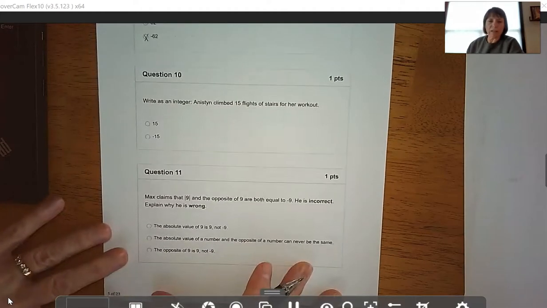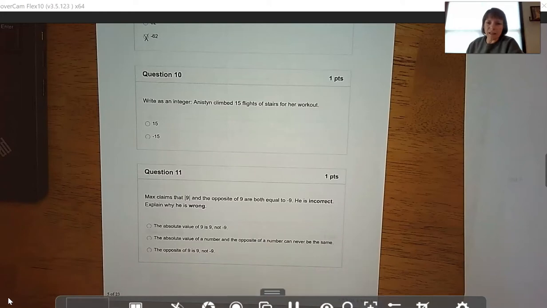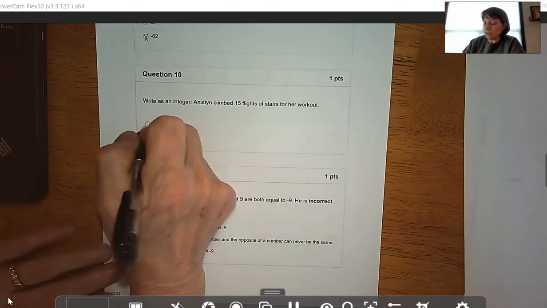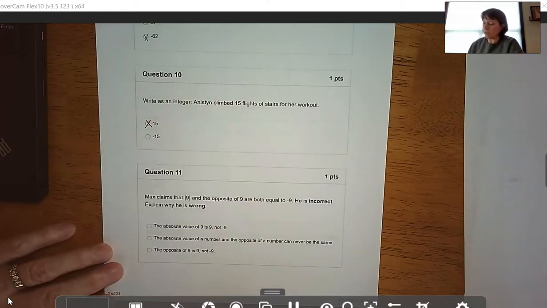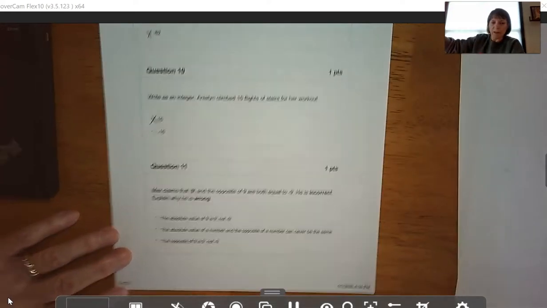Number 10 here says write an integer. Aniston climbed 15 flights of stairs for her workout. So she went up. She went in an upward direction. So that's going to be a positive 15. She went up 15. All right.